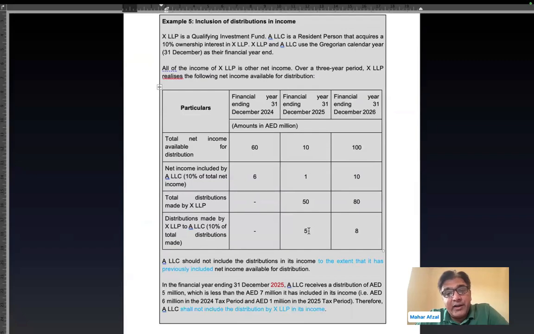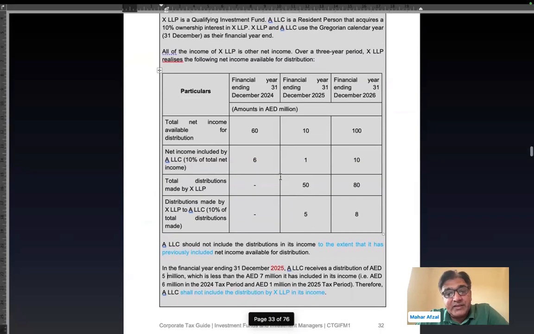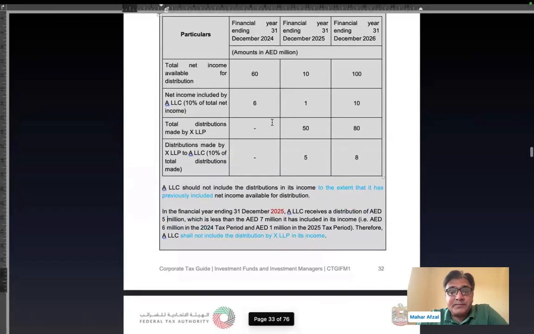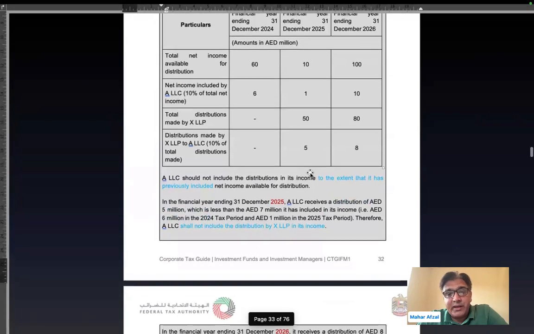Now A has already considered income of 7: 6 in 2024, 1 in 2025. This 7 income has already been considered by ALLC. If distribution is being made to ALLC 5, then ALLC is not subject to pay tax on this, because they have already considered 7 in their taxable income. In 2026, the total income that has already been considered by ALLC is 10 plus 1, 7, 11 plus 6, 17. And total distribution of 13, still they are not liable to pay any further tax.